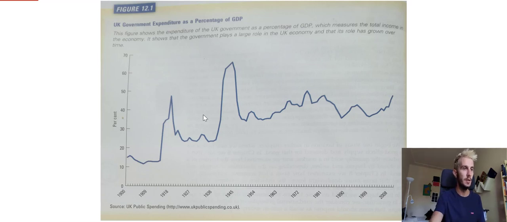We can see here the First World War, where the state expenditure went almost to half of the revenues, right? And then the Second World War, which goes almost to 2/3 of the revenue of the UK state.